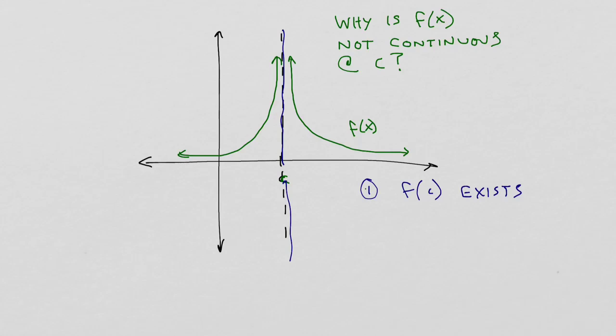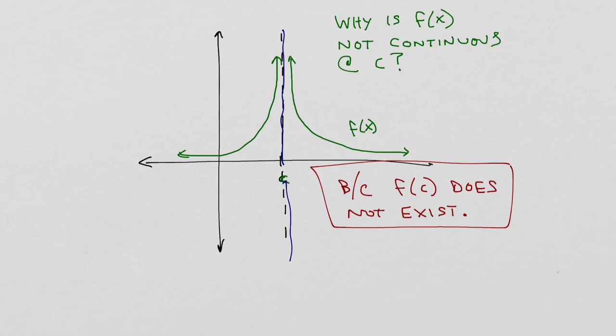We can't say it's because there's a vertical asymptote. That is a true statement, but the reason that the function is not continuous at c is because f of c fails to exist. We have to appeal to the definition of continuity that we have just created for ourselves, those three conditions. So the answer to the question of why f of x is not continuous at c is because f of c does not exist. Condition 1.